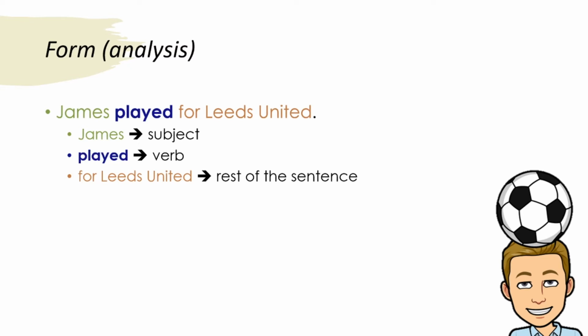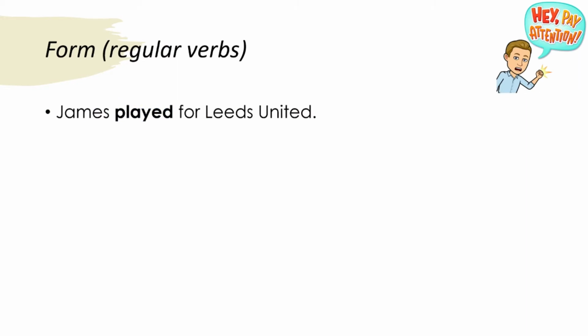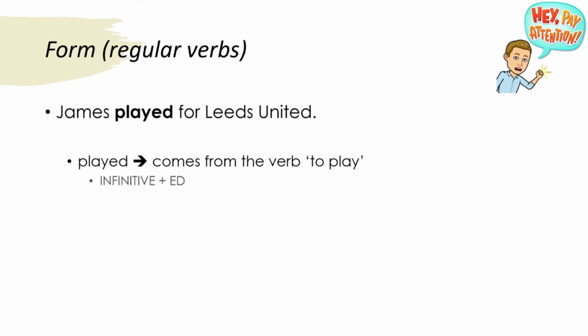Let's continue with this information and analyze it further. We will start with the regular verbs. Played comes from the verb to play. If we want to put our verb in the past simple, we use the infinitive plus ed. Other examples are I work becomes I worked, you walk becomes you walked.